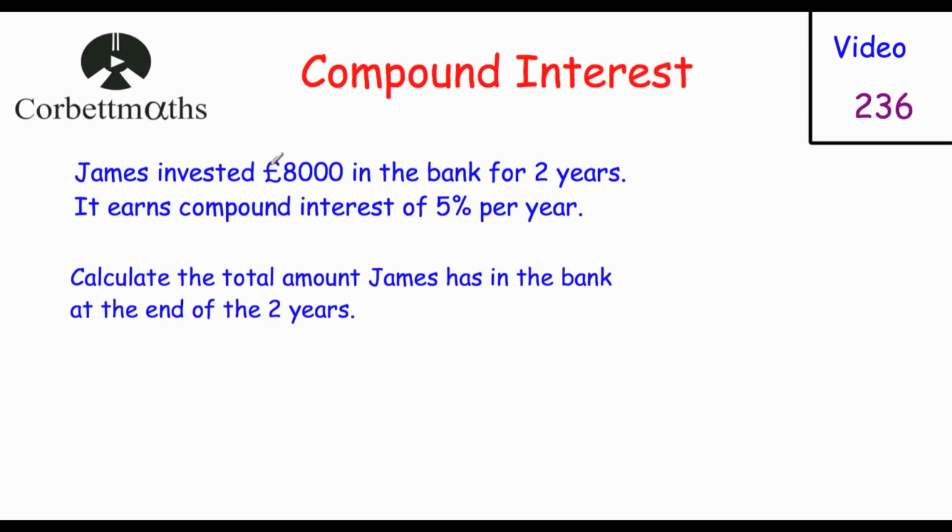The first approach is to just treat it like a percentages question. So we're going to increase it by 5% to see how much James has at the end of the first year, and then to work out another 5% of that and add that on to see what he has at the end of the 2 years.